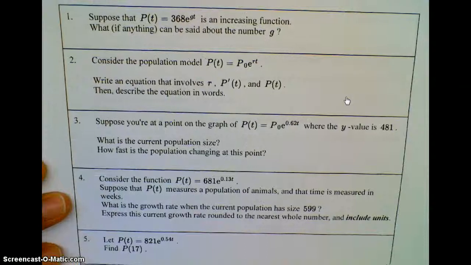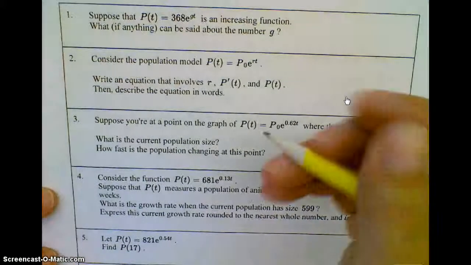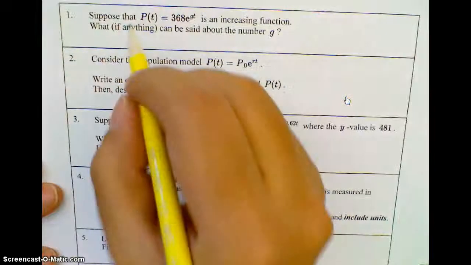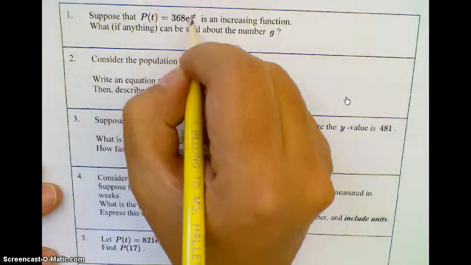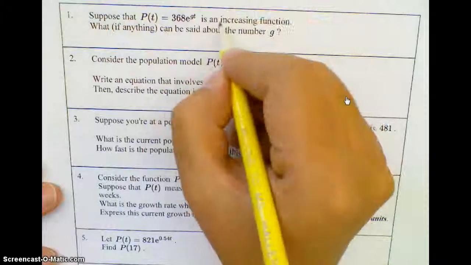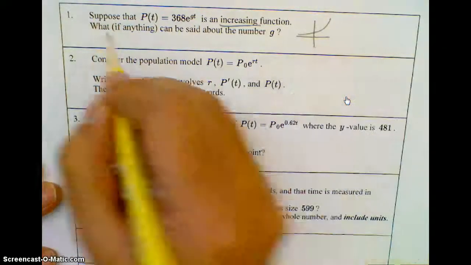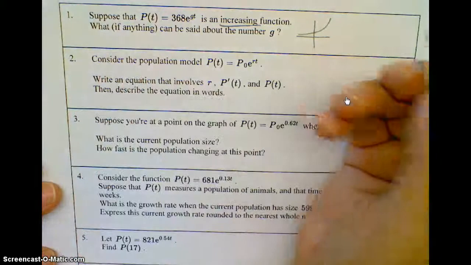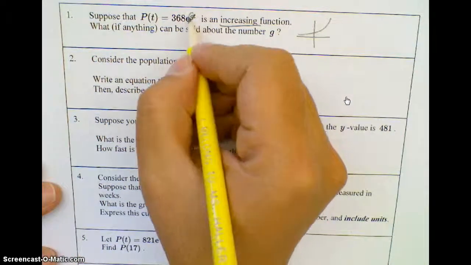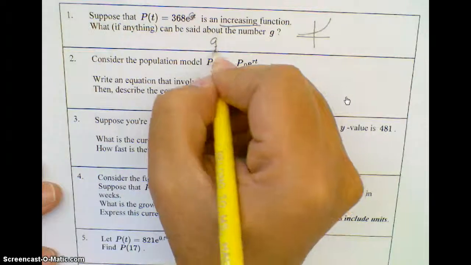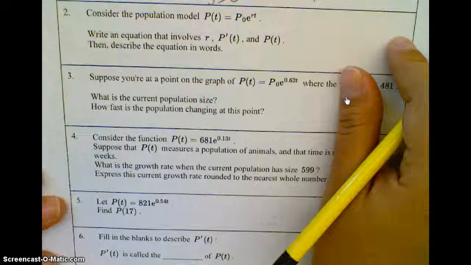Now let's check our understanding so far of what we know from these exponential functions and the growth rate. It says, suppose that P of t is 368 e to the g t. It's an increasing function, so because it's increasing, I know that it's going to look like this. What, if anything, can be said about the number g? Well, I know that this is the relative growth rate, and it must be positive if I'm talking about an increasing function. So that's done.